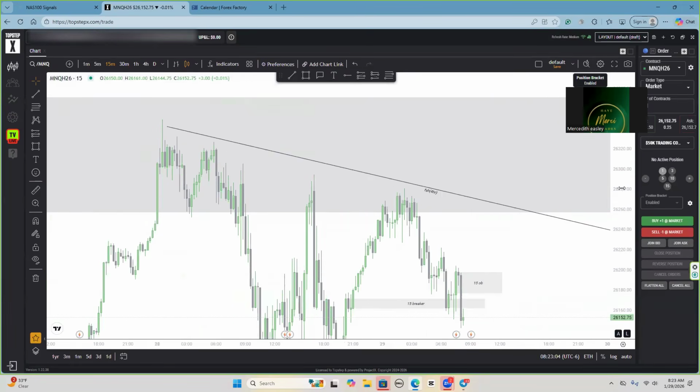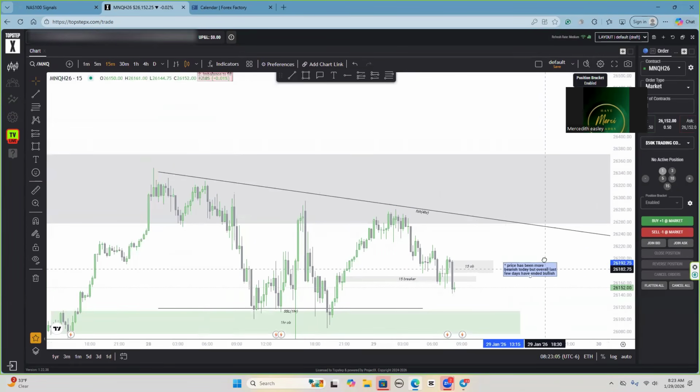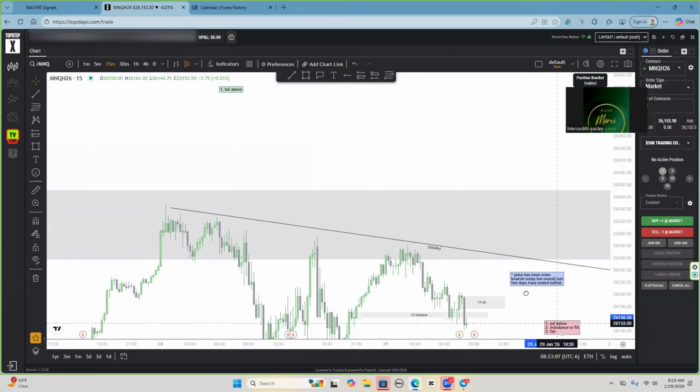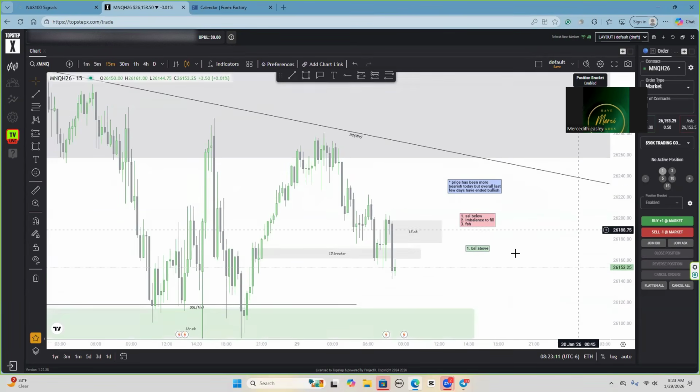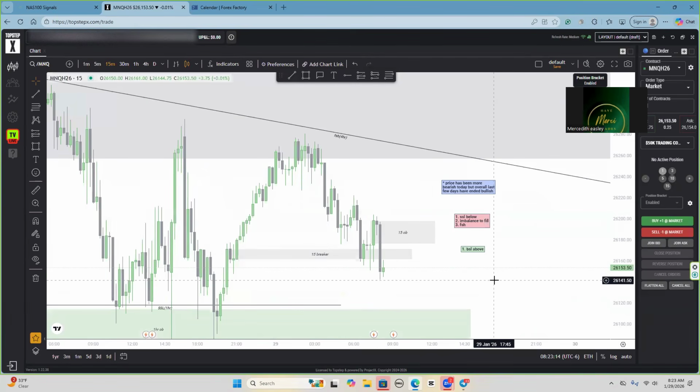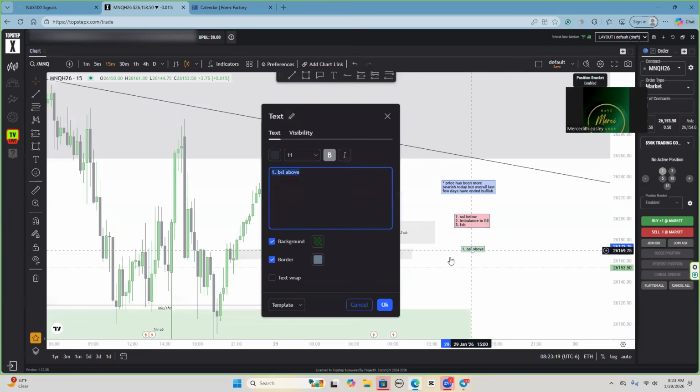All right, and then let me get my confluences down here. I also see that there's some imbalance to fill above. All right, so a strong impulsive move to the downside of the market here and here that only buyers can fill.